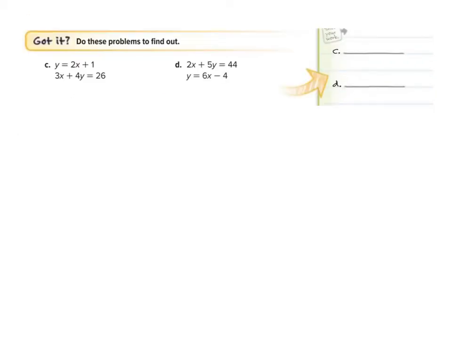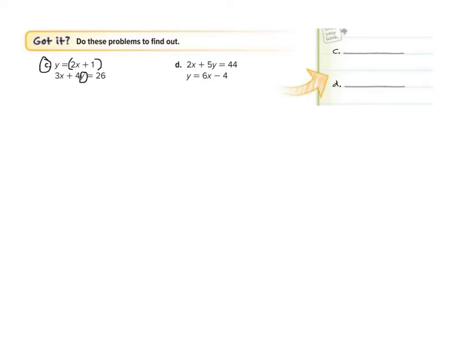Okay, let's try that on our own now. Okay, for the first set of equations, we have y equals 2x plus 1. So I'm going to substitute in 2x plus 1 for y into this equation.